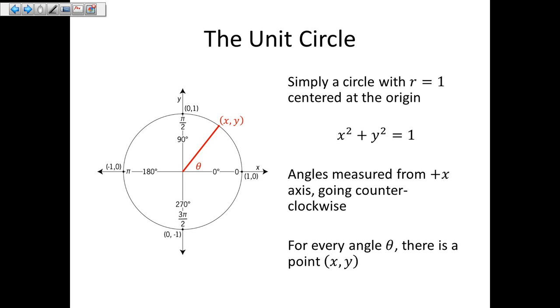Now, for every angle theta on the unit circle, there's a point that we're going to talk about, x comma y. So basically, every distinct angle has its own set of points on the circle. Remember, x squared plus y squared has to equal 1 no matter where we're at on this circle.